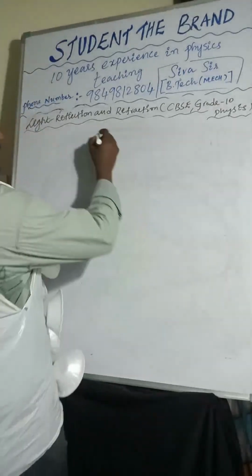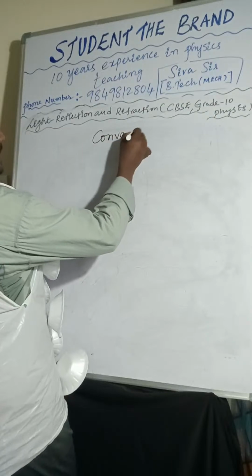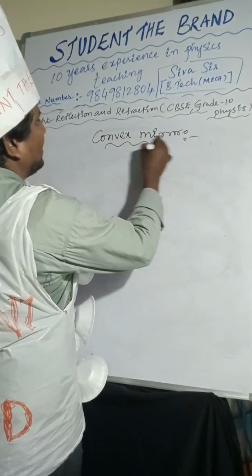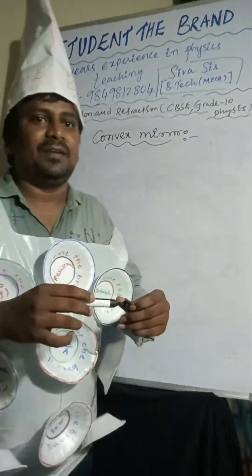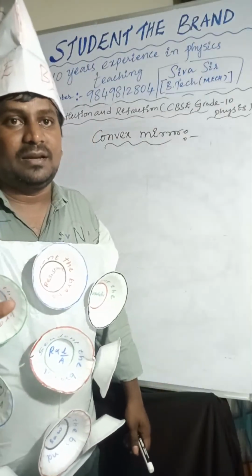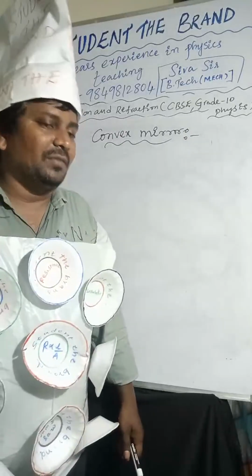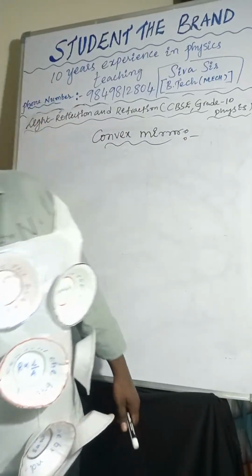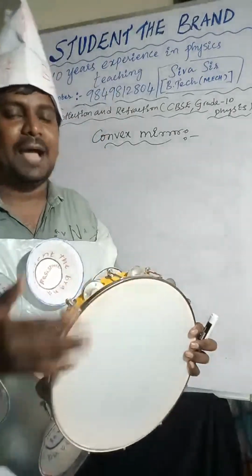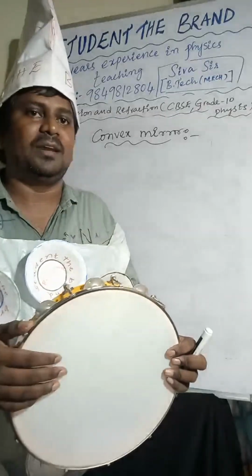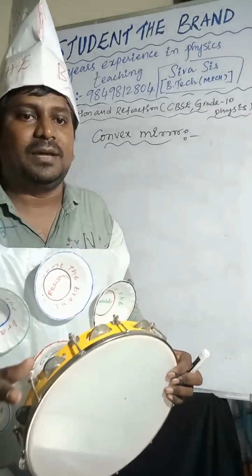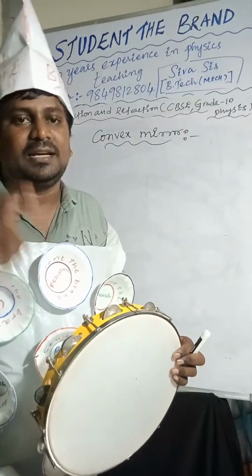So convex mirror, very important concept I will say. It forms always virtual, erect and diminished image. Only one type of image. So we will tap for a convex mirror. Very important mirror. I'm tapping for a convex mirror because convex mirror forms always virtual, erect and diminished image.